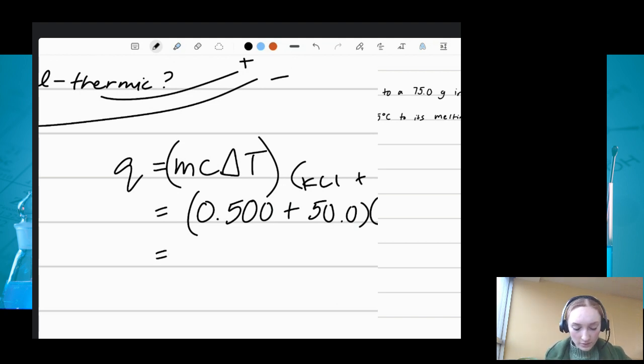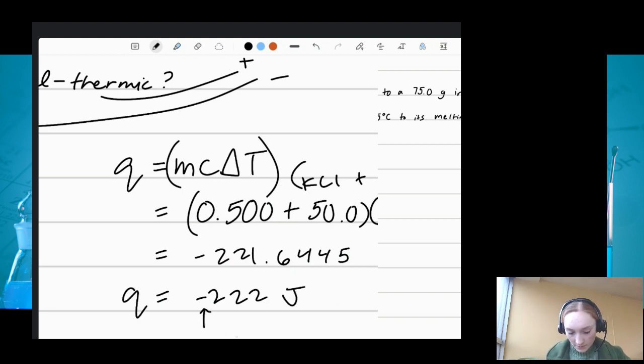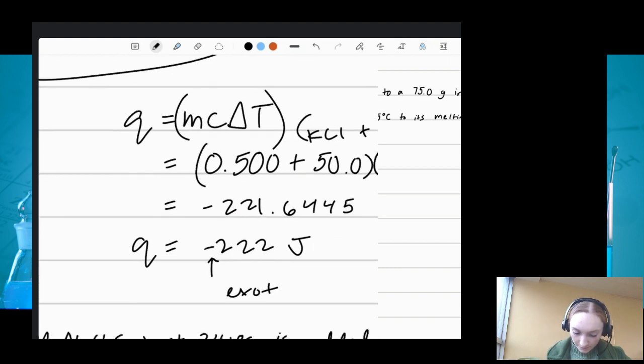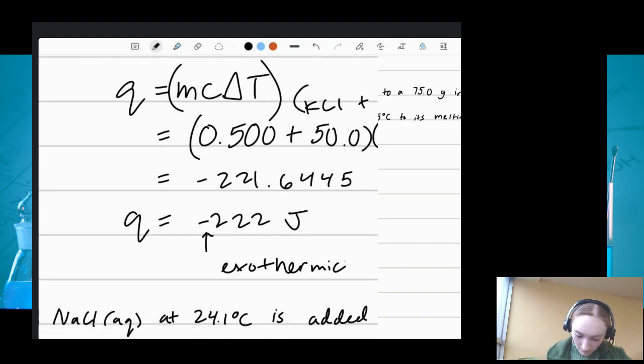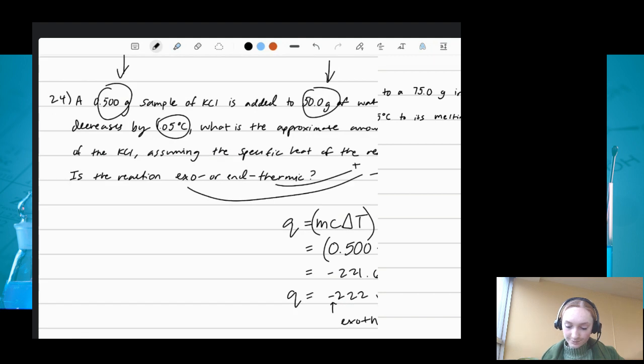Multiplying all of that out, we will get an answer of negative 221.6445. Let's round this first. This is negative 222, and we have 3 significant figures throughout. Because this is negative, this is going to be exothermic, because it is releasing heat. If it were positive, then it would be putting heat into it, but it's releasing heat because it is losing temperature.